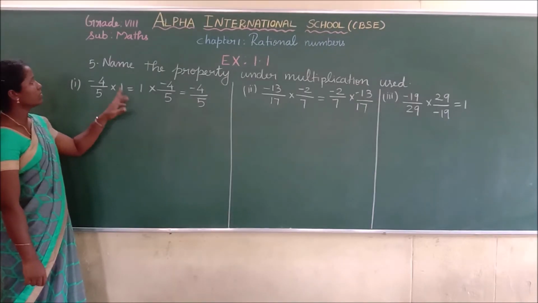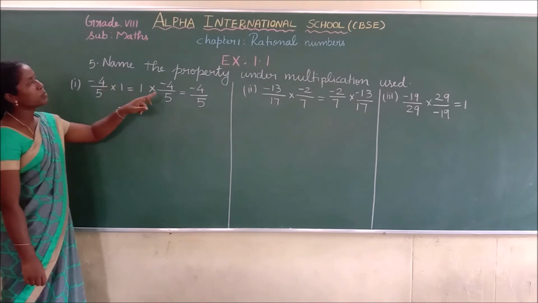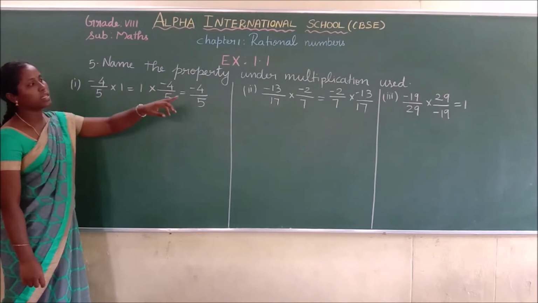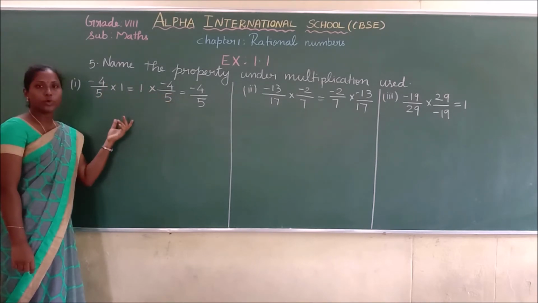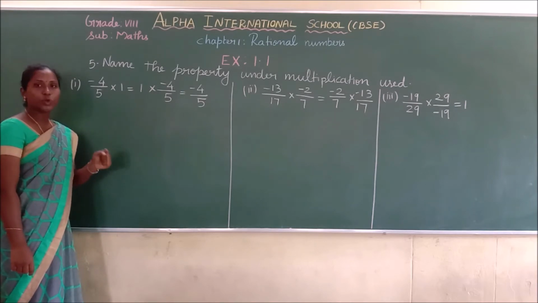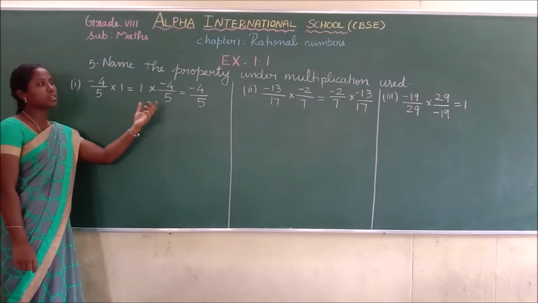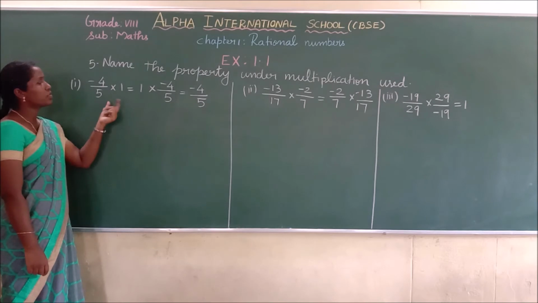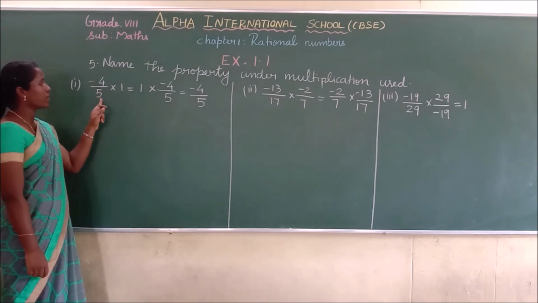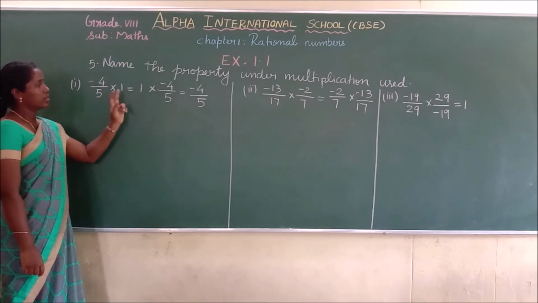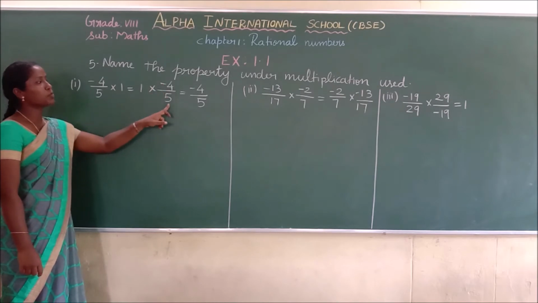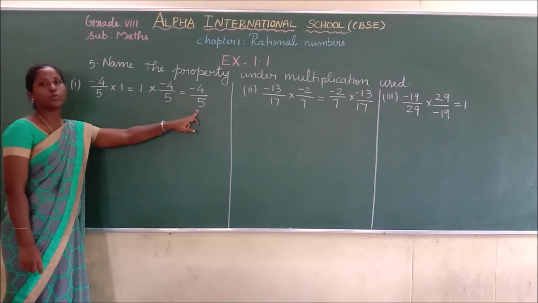Our next problem, problem number 5. Name the property under multiplication used in the given problem. You have to identify the property used in this given problem. Look at the first subdivision, minus 4 by 5 into 1. Again 1 into minus 4 by 5, the result is minus 4 by 5.